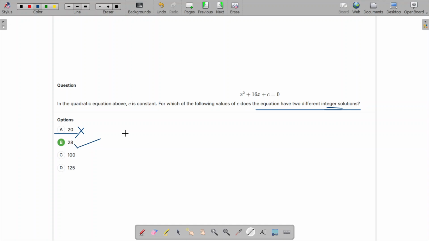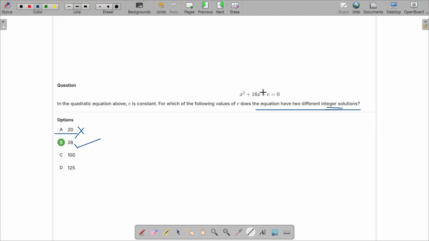You can even go and check for 100 and 125, but once you got the answer, no need to go and check the rest of the two. Okay. I hope it is clear. This is the only condition where I tell my students to use Desmos and use a slider on Desmos. Otherwise, slider is just a waste of time, trust me.